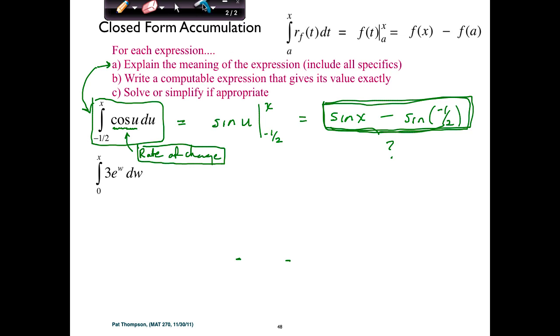Okay, your turn. So I got 3 more. Start by interpreting the meaning of the expression, then write it in closed form using antiderivative and using the fundamental theorem, and then simplify it if you need to. Okay, go. And I'll be calling on you to tell me your progress after a little while. If you've got a question, ask one of us, ask Matt, ask me, ask someone around you.